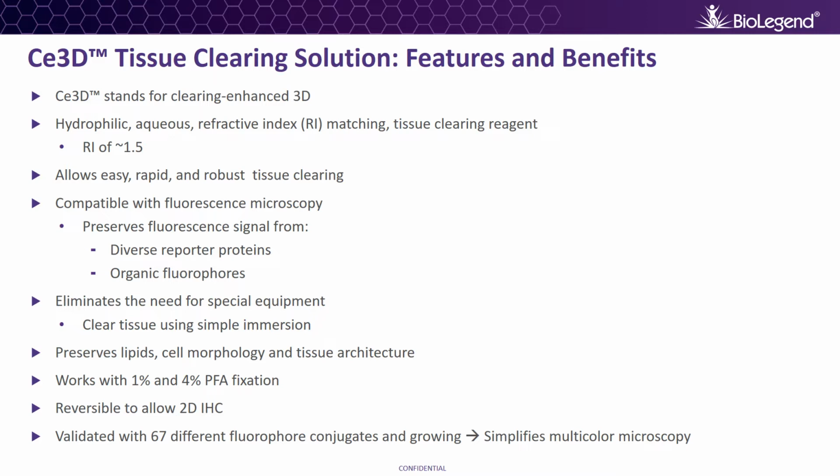Using this method, lipids, cell morphology, and tissue architecture are preserved. In addition, this clearing reagent works on tissues that were fixed with 1 or 4% PFA. Tissue clearing with Ce3D is reversible to allow 2D IHC. An added benefit is that we've validated over 60 conjugated formats using this reagent, and provide a list for you to select antibodies from to simplify your multicolor microscopy options for tissue clearing.